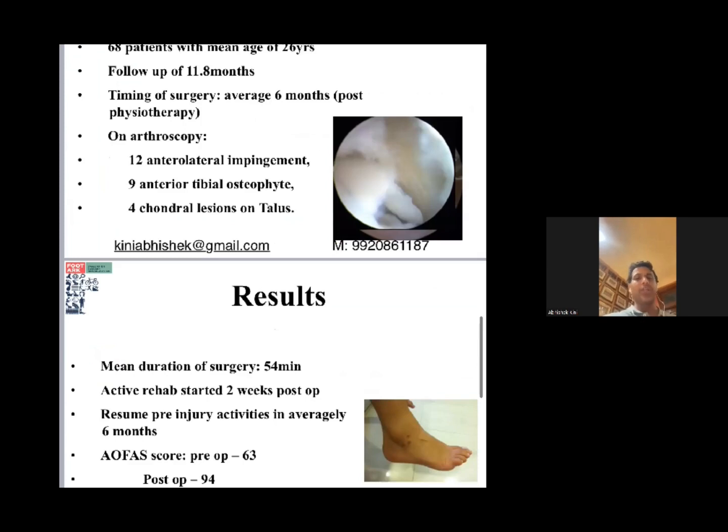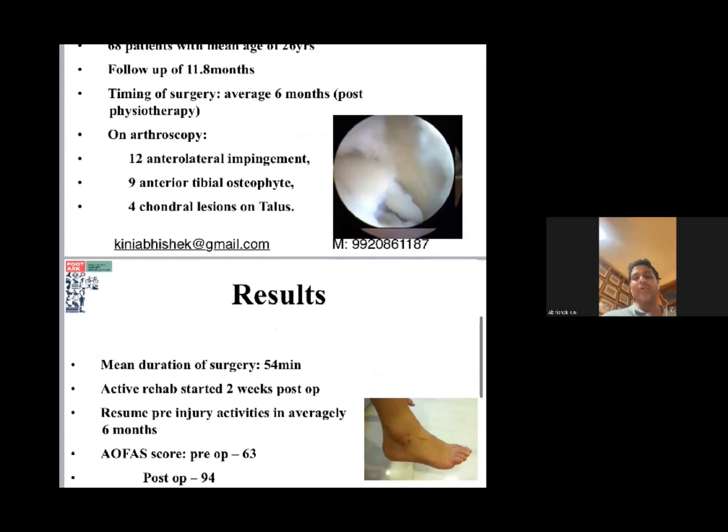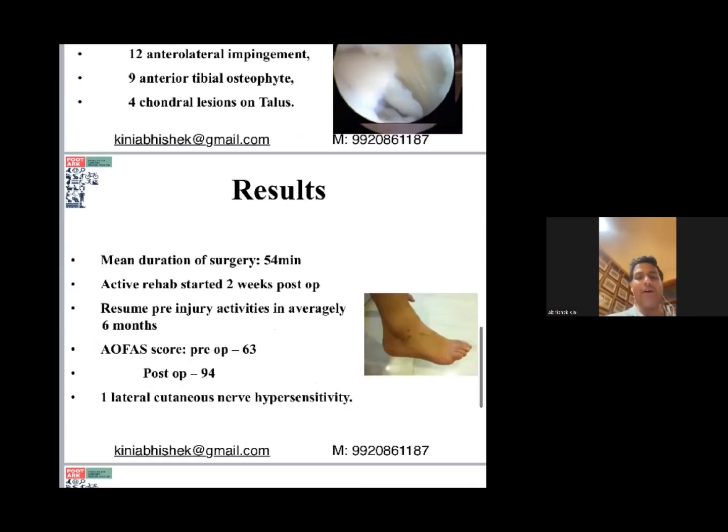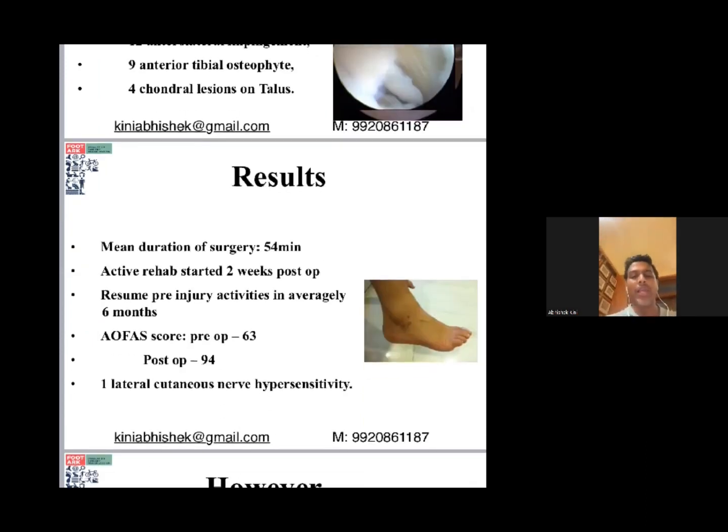Mean duration of surgery for me nowadays is less, but averagely was 54 minutes. Active rehab started at 2 weeks post-op, and they could resume pre-injury level activities averagely between 4 to 6 months. My AOFAS score improved from 63 to 94. I had 1 lateral cutaneous nerve hypersensitivity.